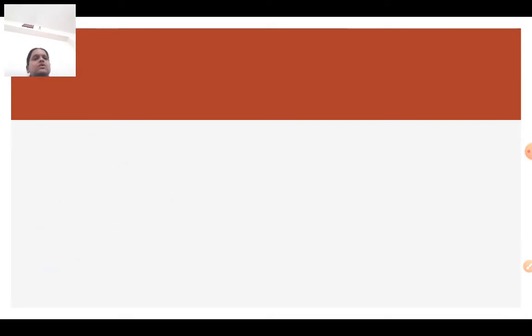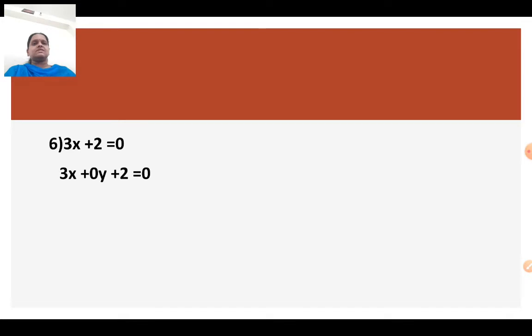Now see the next one, question number 6, that is 3x plus 2 equal to 0. Which term is missing in this? Yes, the middle term, the y term is missing. So we will write the middle term as 0y. What will we write? 0y. So the next step is 3x plus 0y plus 2 equal to 0, since 0 into y is nothing but 0.